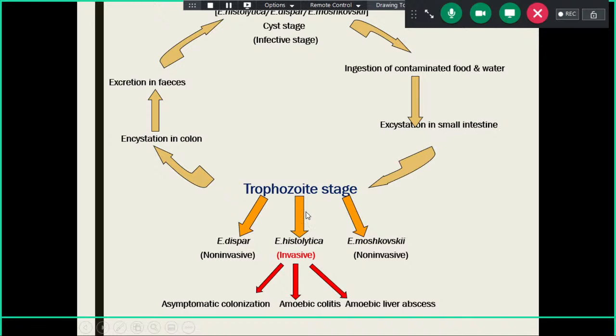Contaminated excreta causes infection. If it is E histolytica, then it will cause invasive disease. If it is the other two, then they are non-invasive. Okay.